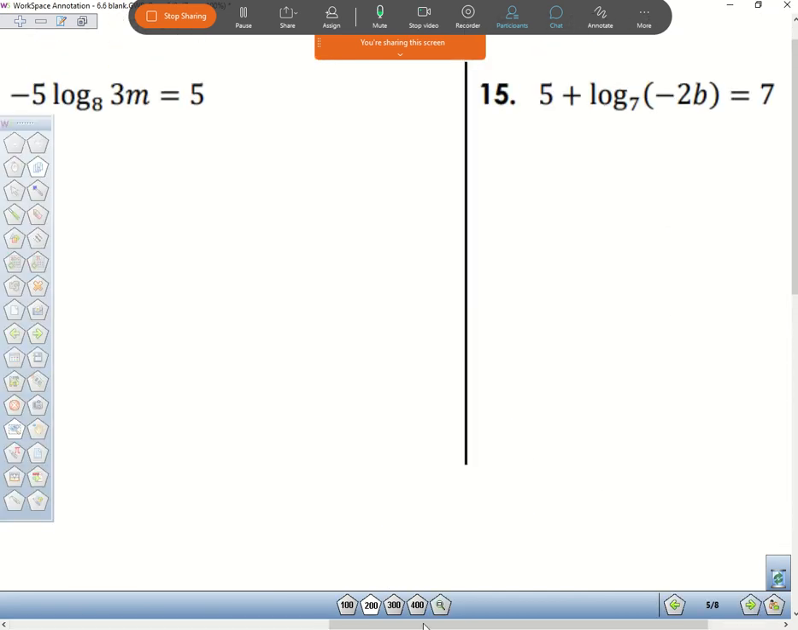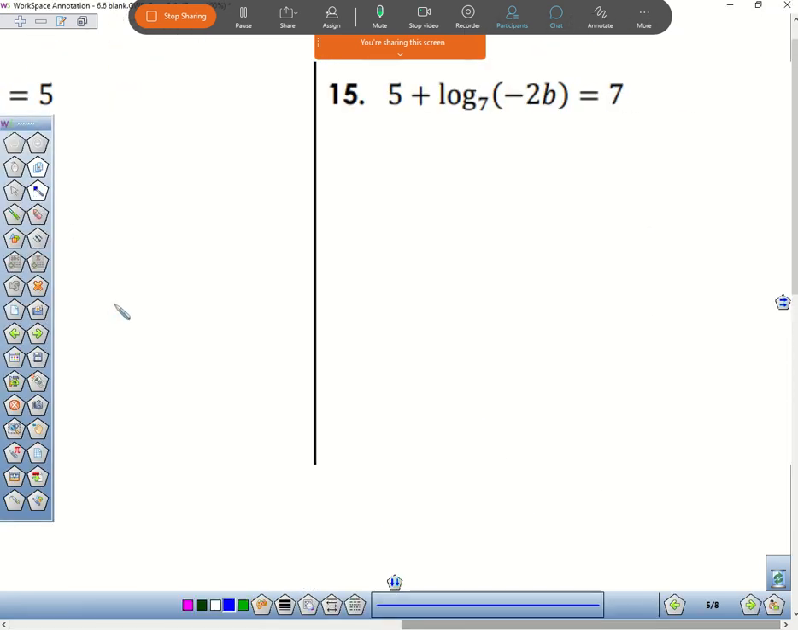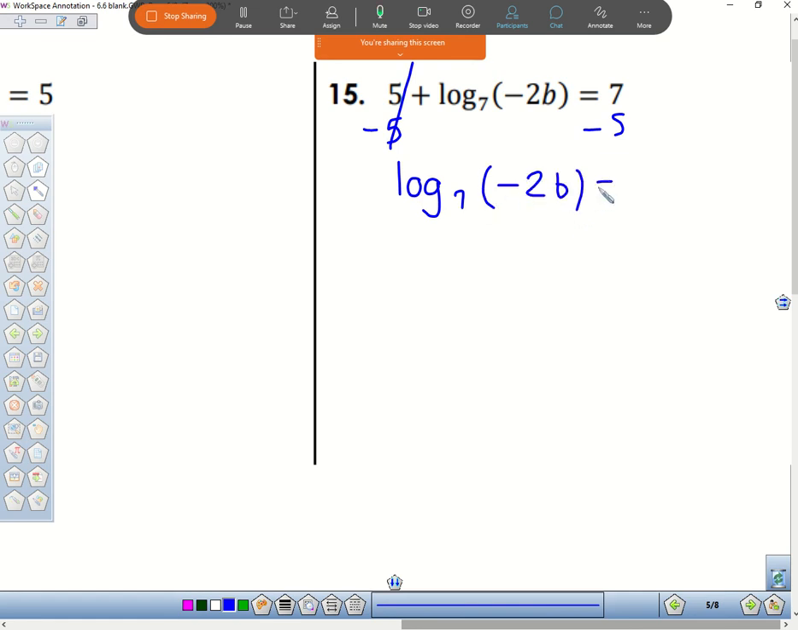Here it is. Okay. So for number 15, the way you would approach this one is when you have log on one side, you want to get log by itself. So to do that, I would do what with the 5? Good, I would subtract it on both sides. And that's going to give me log base 7 of negative 2b is equal to 2.